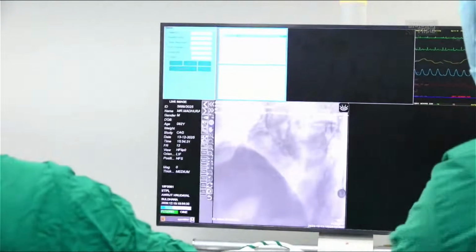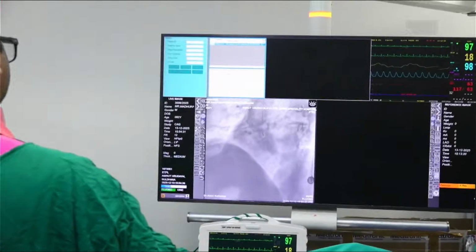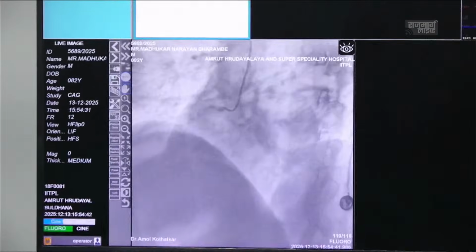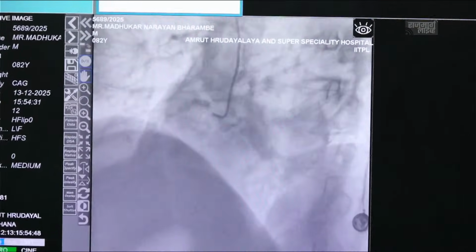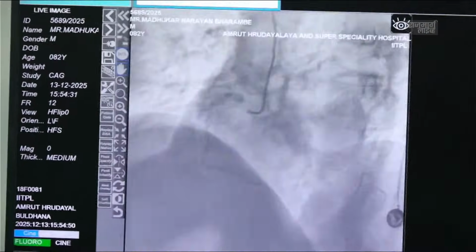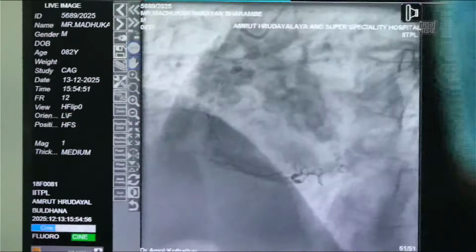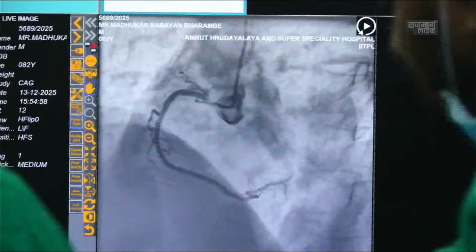Then we will try to hook the right coronary artery first. Okay, so this is the right coronary artery, and at the ostium you can see a very tight lesion. There is a tight stenosis in the ostium.